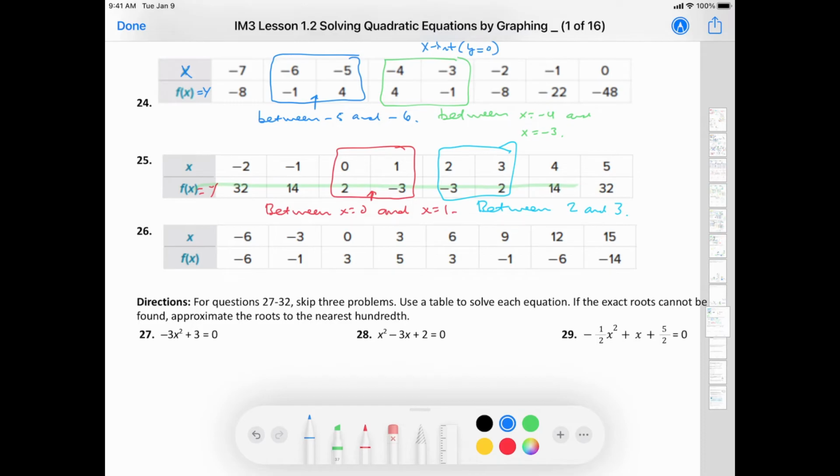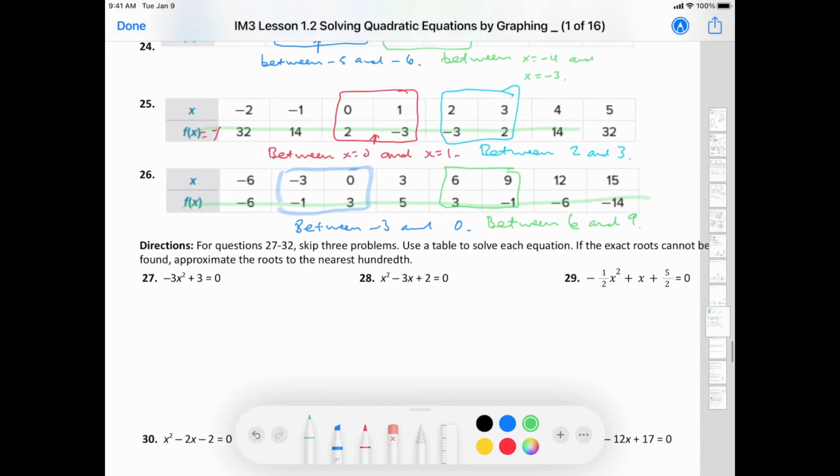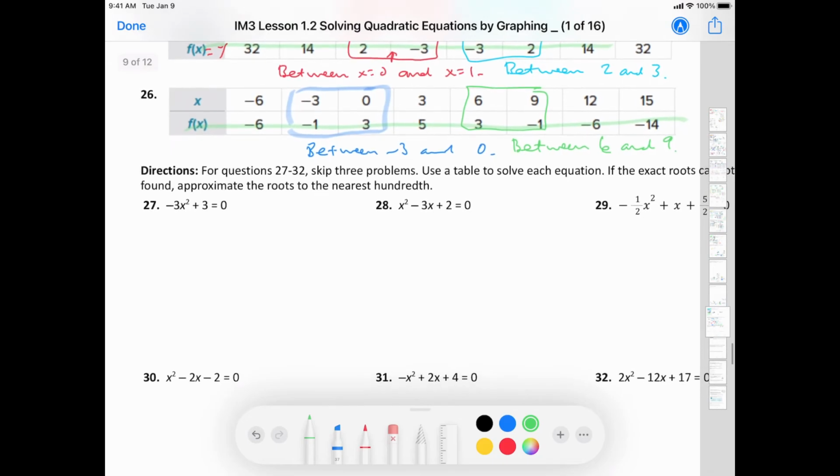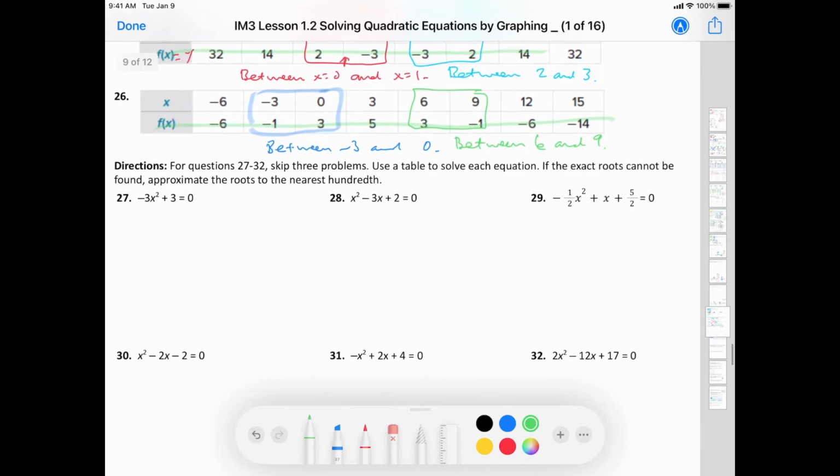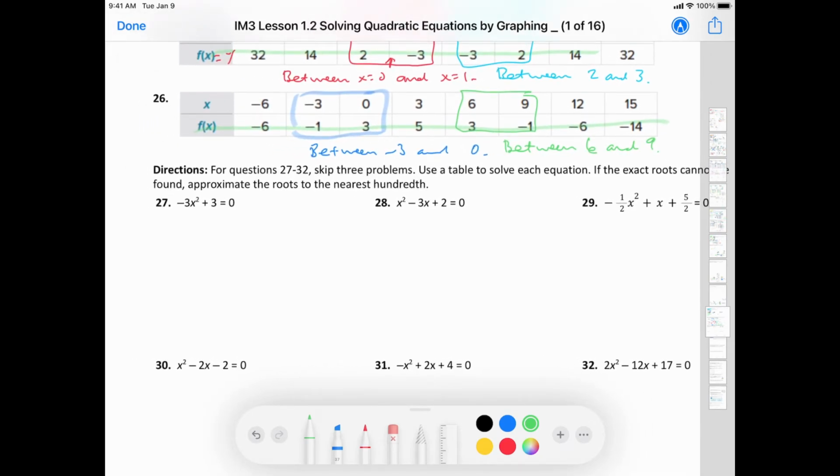All right, number 26, again, just focus there at the bottom. You're looking for a change between positive and negative. Here is my change between positive and negative, so we can say between, this one's tricky, negative 3 and 0. And over here, so I can say between 6 and 9. Okay? Directions for questions 27 to 32, skip 3 problems, use the table to solve each equation. If the exact roots cannot be found, approximate the roots to the nearest hundredth.